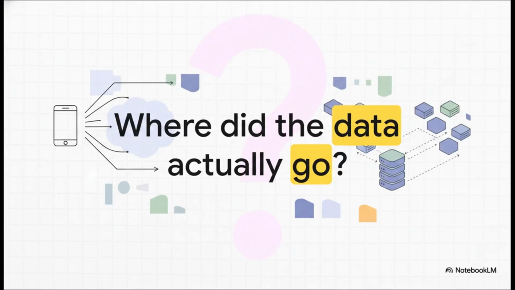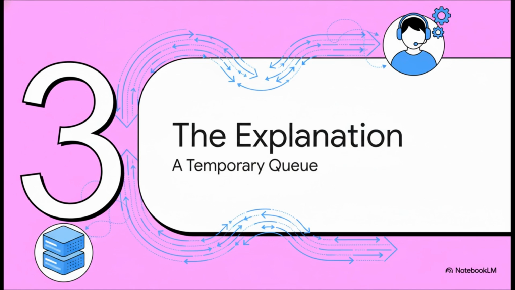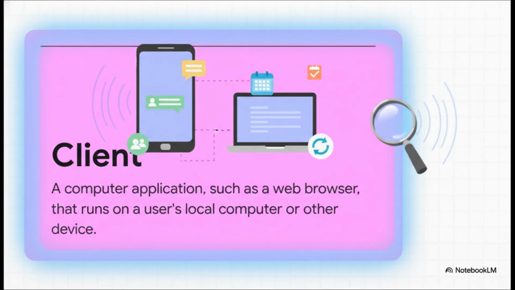So, where the heck did the data go? It had to go somewhere, right? It didn't just evaporate. To figure this out, we have to peel back the curtain a little bit and see how the app is actually built. Okay, the explanation really comes down to this idea of a temporary queue. And to get what that means, we need to talk about two main players, the client and the server. First up, the client. This is just a fancy word for the app that's running right there on your device, your phone or your laptop. It's what you're interacting with.